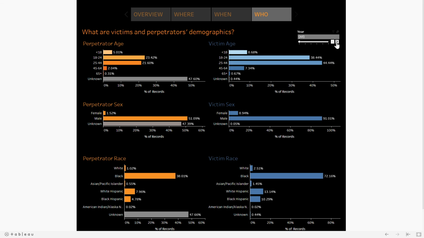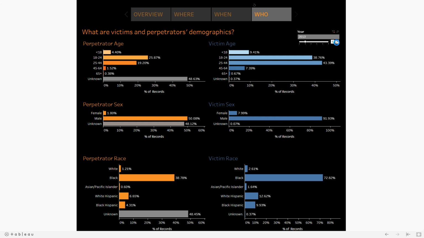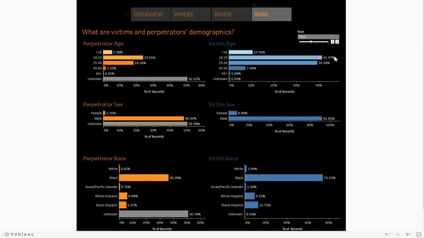The last dashboard is on who. What are victims and perpetrators' demographics? We can check the year you would like to explore to see whether the demographic pattern has changed over time. For example, in 2014, we can see that 24% of perpetrators are 18 to 24, and 80% are 25 to 44. And with respect to victims' age, 41% are 18 to 24.